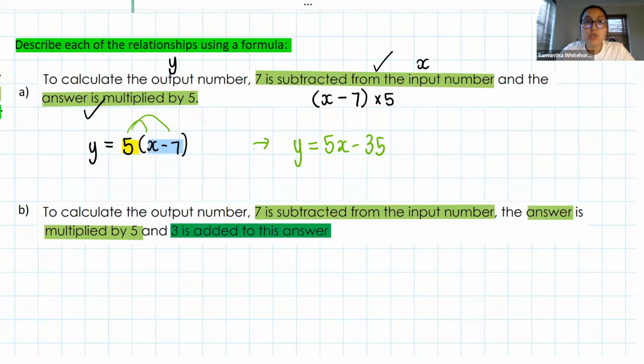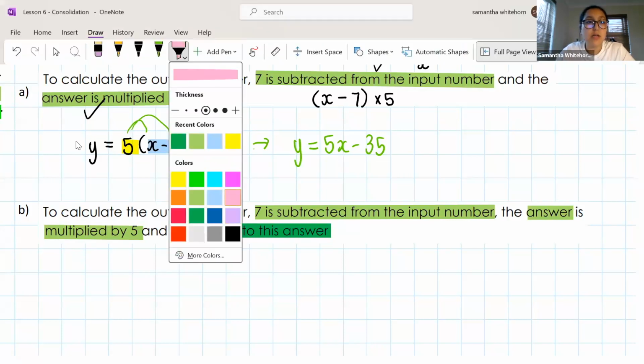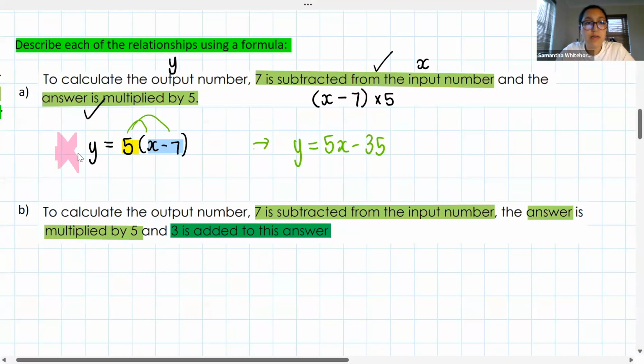So use what you have already done. There's no point in trying to reinvent the wheel. Use what we've already done here and see how this can help you answer question B. Try.